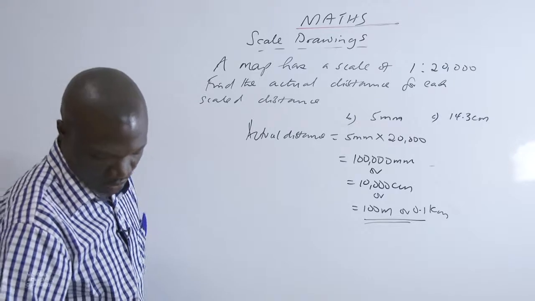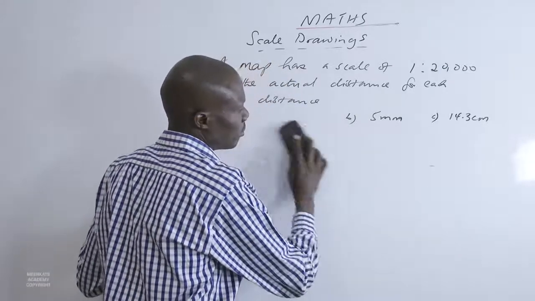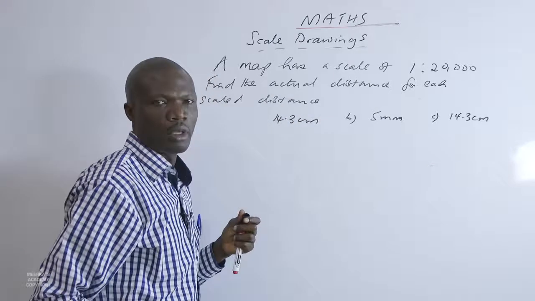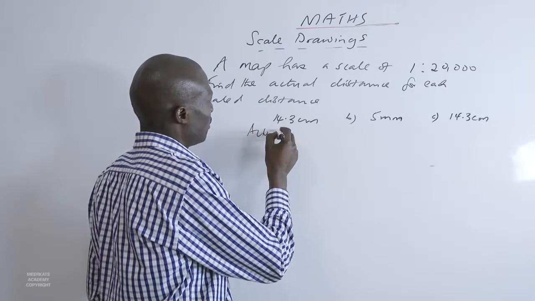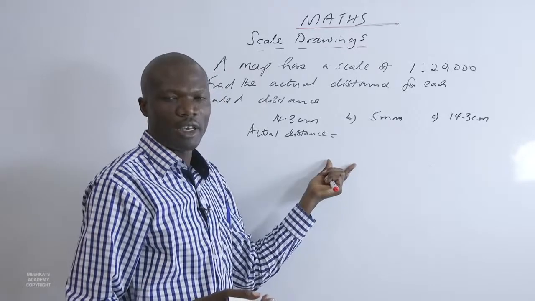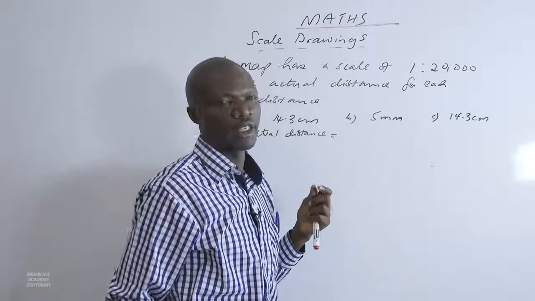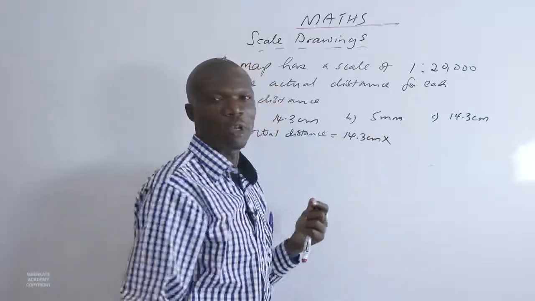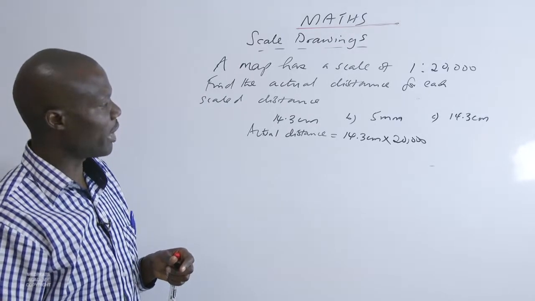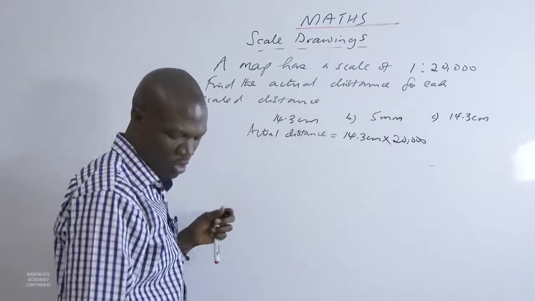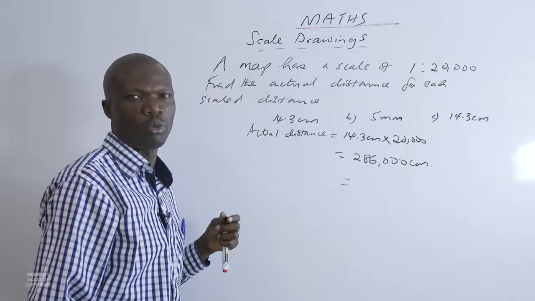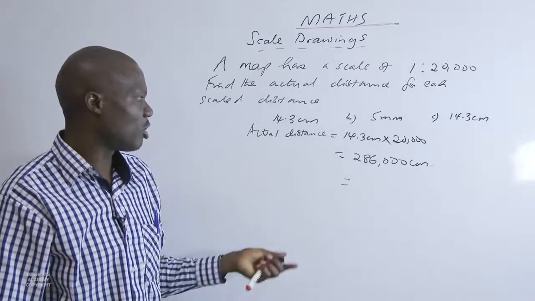For the last one, the actual distance will be given by the scaled distance 14.3 centimeters multiplied by the scale factor, which is 20,000. When you multiply this, you'll get 286,000. You can use your calculator to convert this. It's better to put the units. Change this one into meters and into kilometers if you wish.